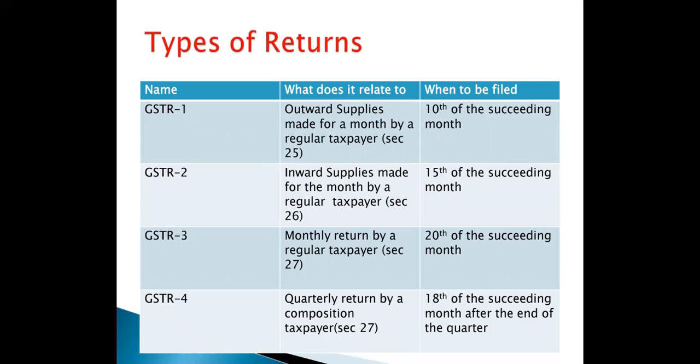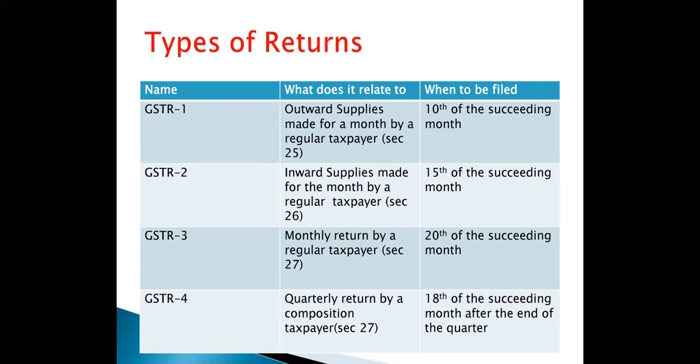GST return form number 2 is for inward supply made for a month by a regular taxpayer. This is said in section 26, as we have already seen. It is filed on the 15th of the succeeding month. GST form number 3 is the monthly return by a regular taxpayer, and this is filed on the 20th of the succeeding month.